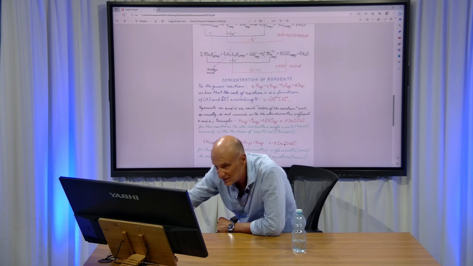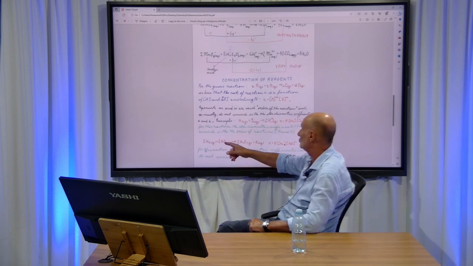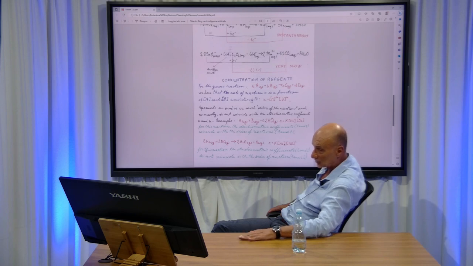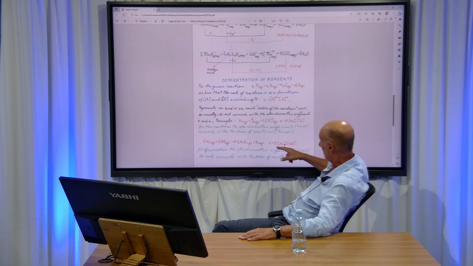But let's see this other reaction. We have two molecules of hydrogen in gaseous phase, which react with two molecules of nitrogen oxide in gaseous phase to give two molecules of water in gaseous phase and 1 mole of nitrogen in gaseous phase. The dependence of the rate of reaction on the concentration of the reactants is the following, namely R equal to K multiplied by the concentration of hydrogen elevated to the first power and the concentration of nitrogen oxide elevated to the second power.